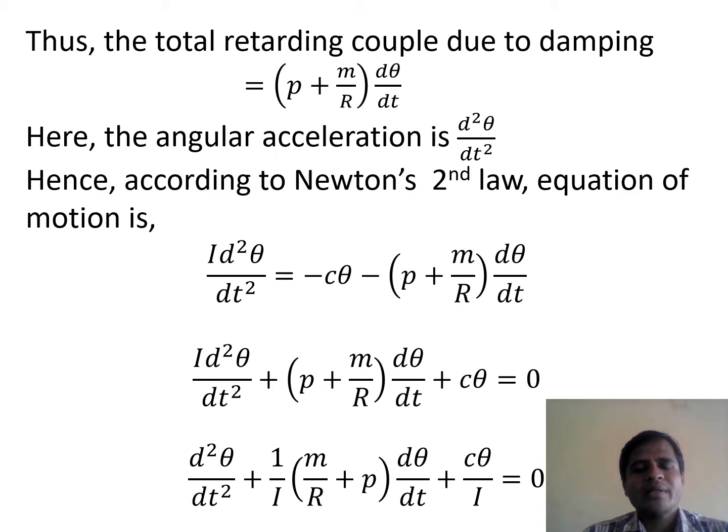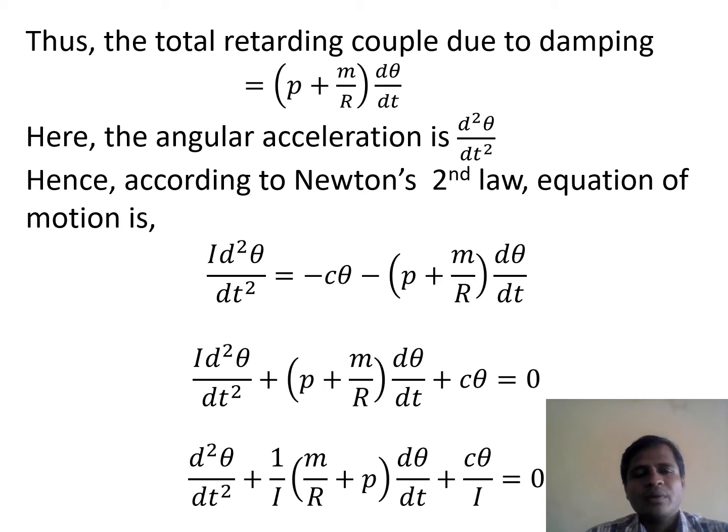Here the angular acceleration is the rate of change of angular velocity, that is equal to d square theta upon dt square. Hence, according to Newton's second law, the equation of motion can be written as I into d square theta upon dt square is equal to minus c theta minus (p plus m upon r) into d theta upon dt. Now, transferring all the terms onto the left hand side, we get I into d square theta upon dt square plus (p plus m upon r) into d theta upon dt plus c theta is equal to 0.